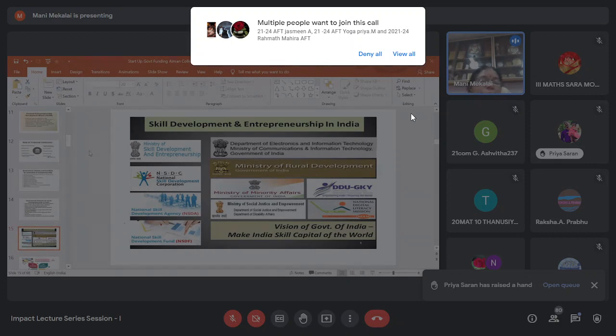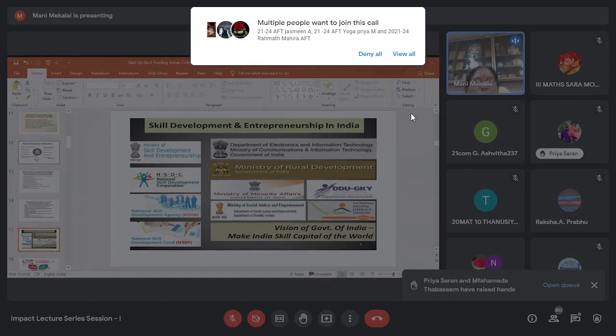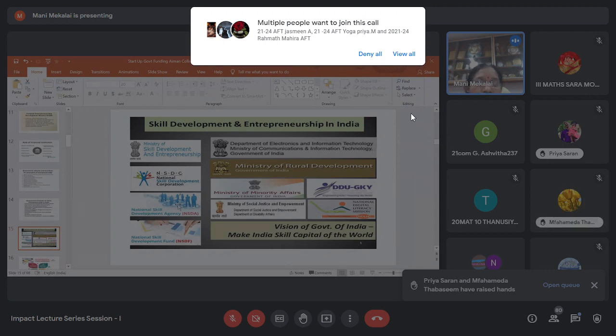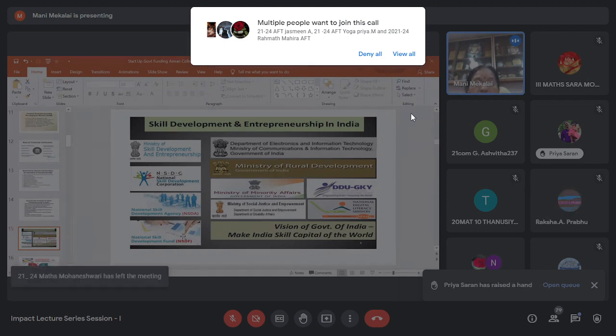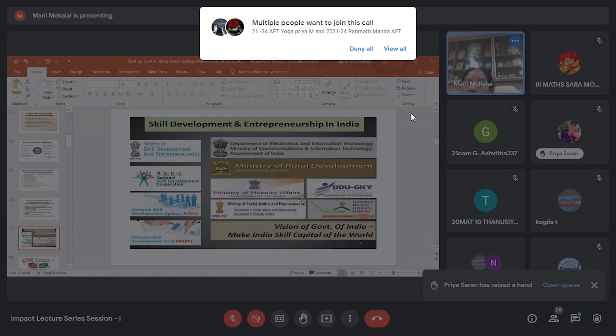So skill development is one area where you have the Ministry of Skill Development and Entrepreneurship, National Skill Development Corporation, National Skill Development Agency, National Skill Development Fund. All these are available and functioning only for the sake of promoting entrepreneurship and providing skill development. Different departments are involved: Department of Electronics and Information Technology, Ministry of Communications and Information Technology, Ministry of Rural Development, Ministry of Minority Affairs, Ministry of Social Justice and Empowerment, and you do have the DDU Kaushal Kendra, National Digital Mission, etc.